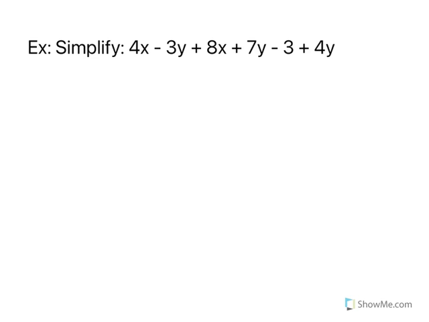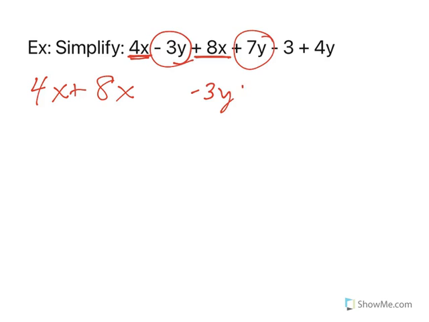So we are going to simplify 4x minus 3y plus 8x plus 7y minus 3 plus 4y. I often will say, okay, let's start by just identifying the like terms. So I have 4x plus 8x. Then I have negative 3y plus 7y plus 4y. Then the only thing I haven't played with yet is my constant, which is minus 3. So I've kind of rewritten this in groups of like terms.